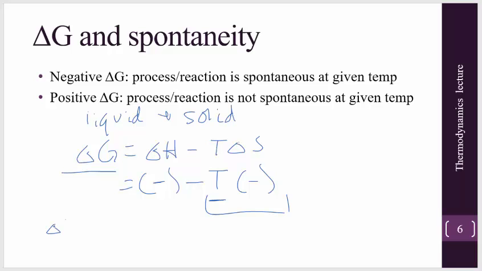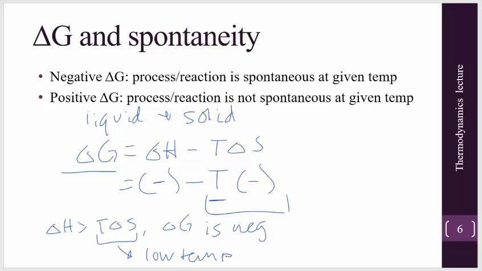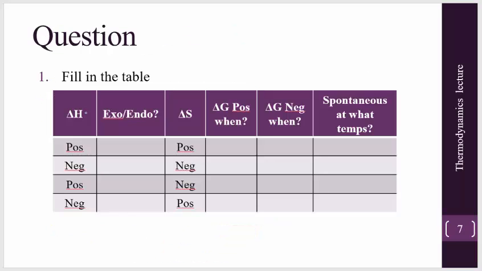So if our delta H term is greater than our T delta S term, then we'll get a delta G that is negative. So the way that we would achieve this very small T delta S term is by having a low temperature. And for liquid going to solid, we know that it will happen spontaneously at a low temperature. So next, I would have the students do some practice questions about spontaneity and delta G. And the first one would be this, to work with the people around them to fill in this particular table.